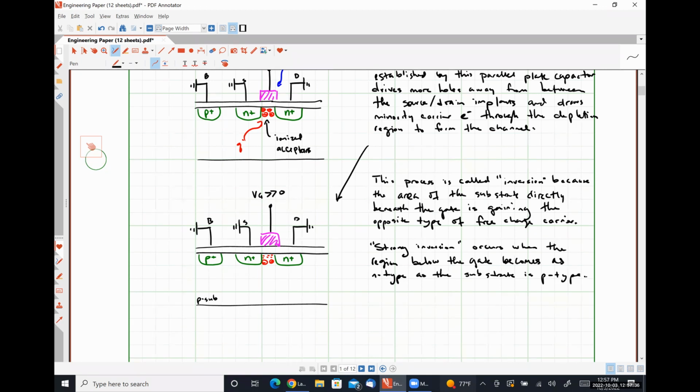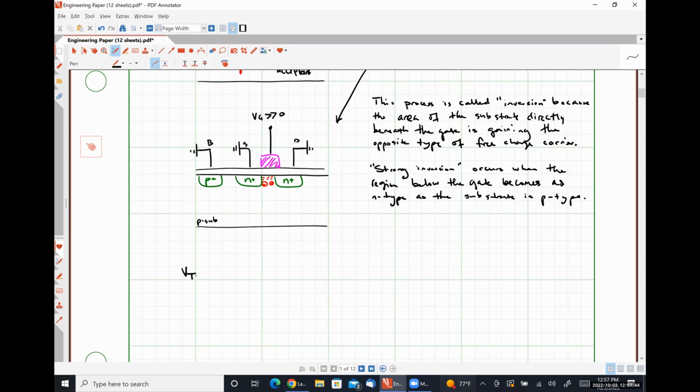So we can describe this relationship mathematically, where the threshold voltage VTH is defined as phi ms plus twice phi f plus the square root of 4q epsilon of silicon times the magnitude phi f times the substrate dopant concentration, all divided by the oxide capacitance. Okay.